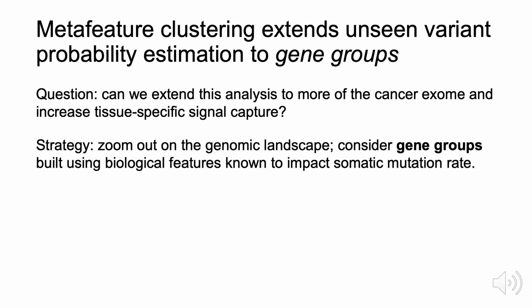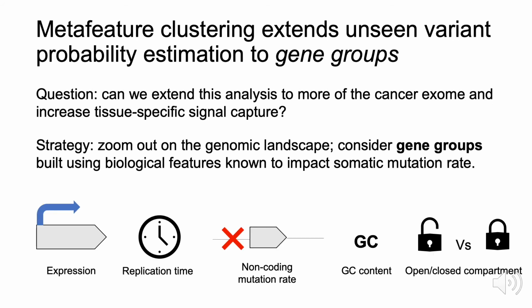These are the metafeatures that we looked at. We looked at a gene's average expression across 91 cell lines, each gene's replication time, each gene's non-coding mutation rate, each gene's GC content, and each gene's presence in an open or closed chromosomal compartment. And so the intuition of our approach is we're zooming out on the genomic landscape and considering groups of genes built to resolve mutation data sparseness while still retaining the tissue-specific signals encoded by the rare variant probabilities.